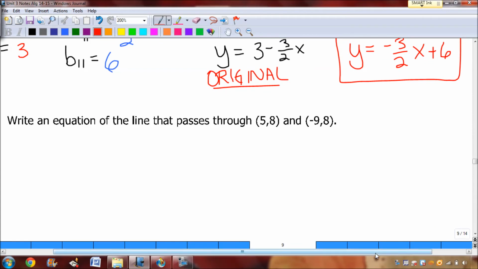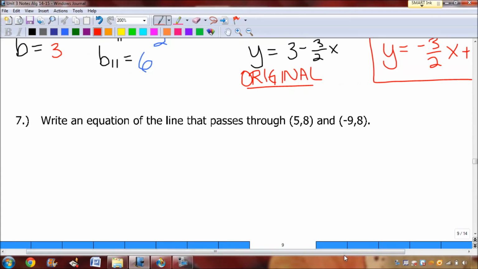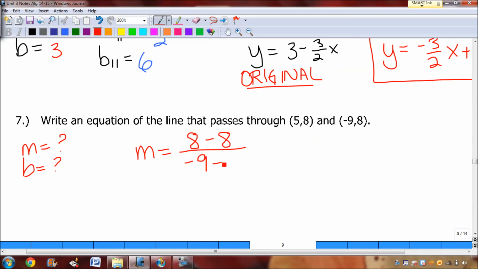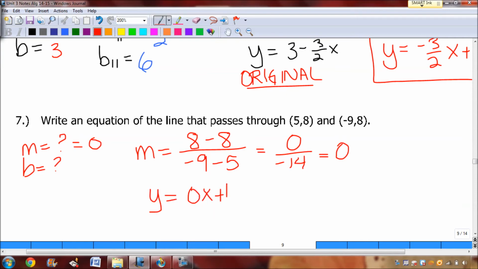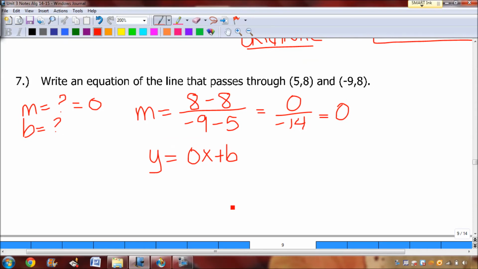Write an equation of a line that passes through (5, 8) and (-9, 8). So I'm going to figure out the slope, right? I need to know what the slope is, and I need to know what the y-intercept is. So to figure out the slope, I would just use y2 minus y1 over x2 minus x1. So I would do 8 minus 8 over -9 minus 5. I end up getting 0 over -14, which ends up being 0. So now, this is no longer a mystery. I say y equals 0x plus b. I can use either coordinate I want. I'll use the first one. So I'll plug in 8, and I'll plug in 5.